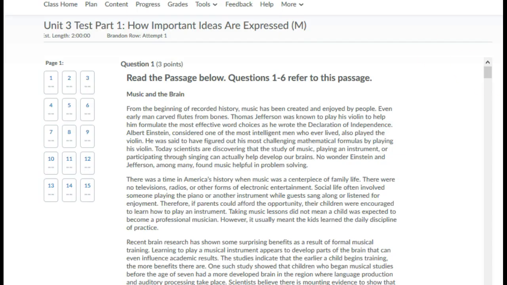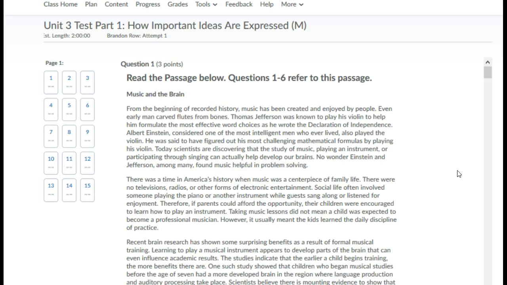Okay, our first passage is called Music in the Brain, and questions 1 through 6 refer to this passage. From the beginning of recorded history, music has been created and enjoyed by people. Even early man carved flutes from bones. Thomas Jefferson was known to play his violin to help him formulate the most effective word choices as he wrote the Declaration of Independence. Albert Einstein, considered one of the most intelligent men who ever lived, also played the violin. He was said to have figured out his most challenging mathematical formulas by playing his violin.